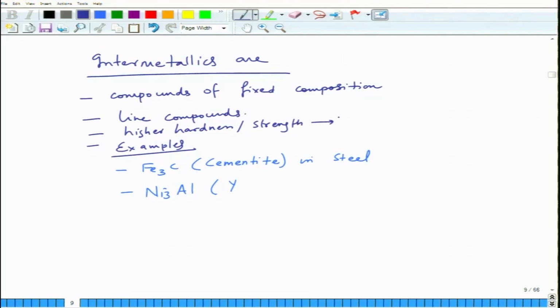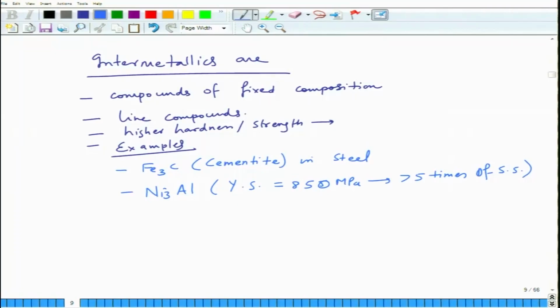over host lattices. For example, Ni3Al has a yield strength of the order of 850 MPa. This is nearly 5 times more than stainless steel. Aluminum is a soft alloy, and nickel has a strength of the order of iron, steel. But Ni3Al, the line compound, is very strong.